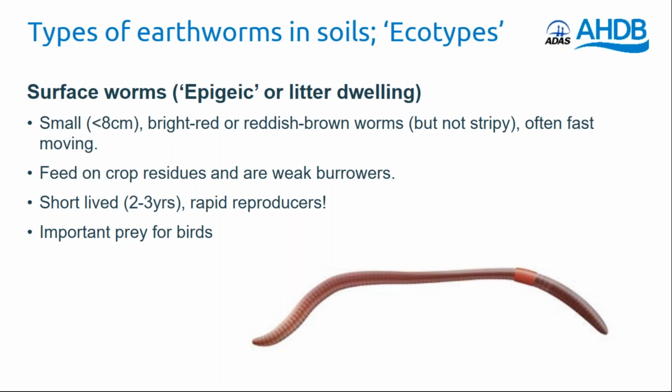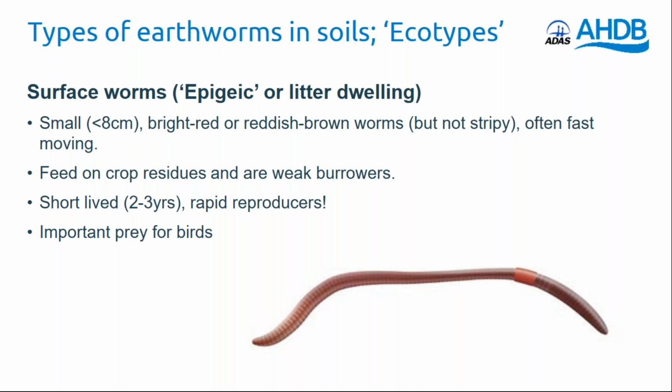Here, this is the surface worms, the epigeic worms. These are litter dwelling worms. They live right at the top, feeding on crop residues. They're not very good at burrowing. They're the ones that feed the birds in some respects. They tend to be short-lived. Their life cycle is very short. They turn over very quickly. We identify them as being small, less than 8 centimetres, bright red, reddish brown worms, and they're particularly rapid at moving around, probably because they want to escape from those birds.